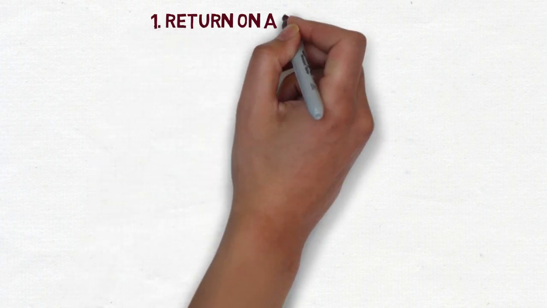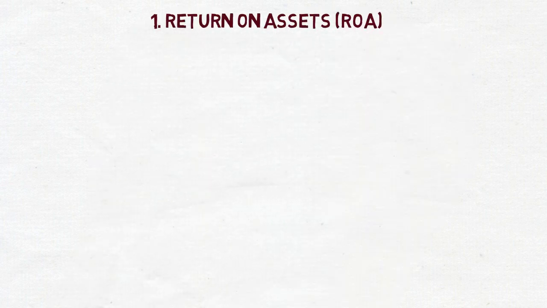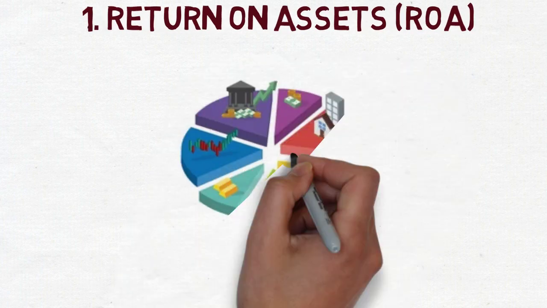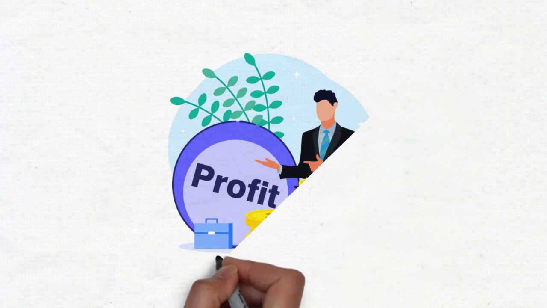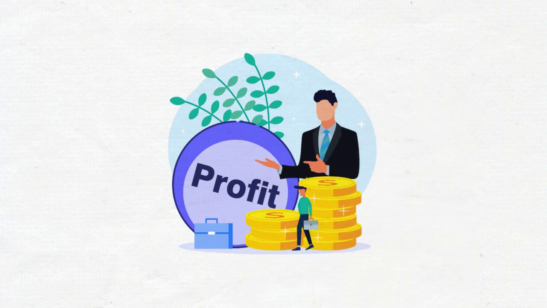So number one parameter is return on assets, which is ROA. Return on assets measures a company's ability to generate income from its assets. ROA is also expressed as a percentage, and this financial ratio indicates how much profit can be derived from each rupee of assets owned by the company.